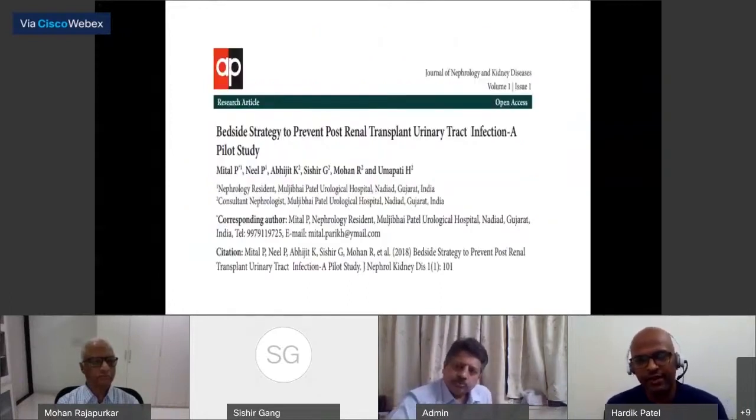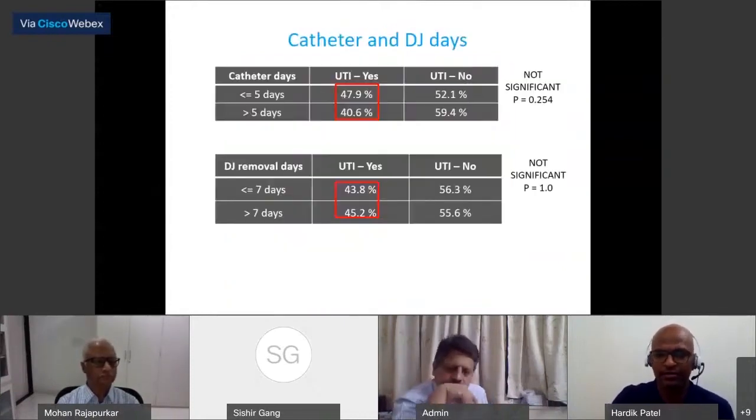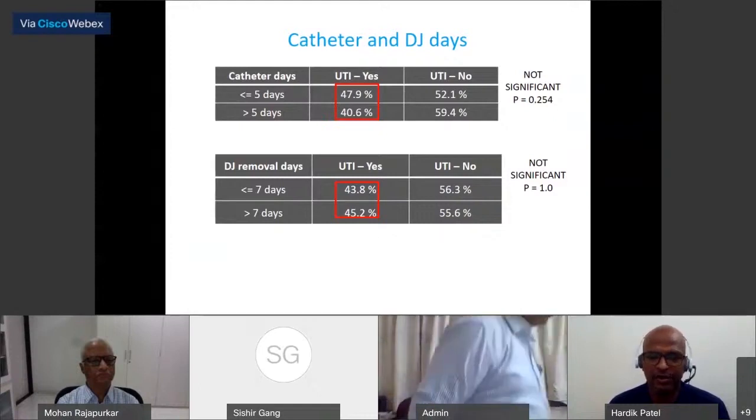Then because this failed, we tried using bedside commodes, because in our transplant ward we had a common toilet and bathroom for patients. So we tried using a bedside commode for each and every patient. Initial results were quite promising. The study group had significantly lower bacteriuria and fewer UTI episodes. But subsequently, over time, this also failed. Then we tried different strategies for catheter days and DJ removal days, but that also did not help us much.